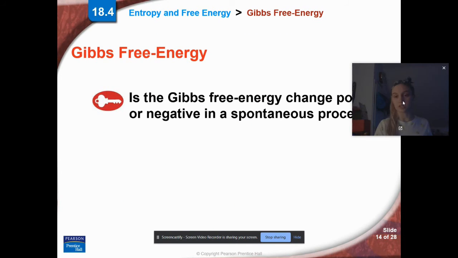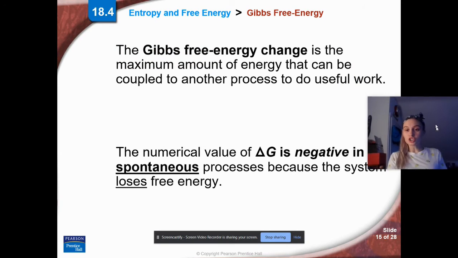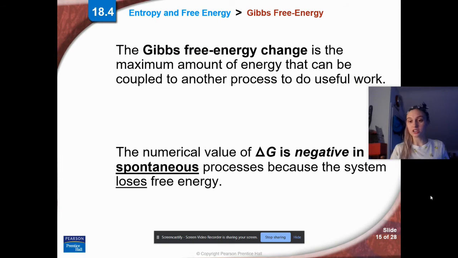So now we're going to talk about this thing called Gibbs free energy. Gibbs free energy relates to the energy that's released from a spontaneous reaction. And we're going to ask ourselves, is this Gibbs free energy positive or negative in a spontaneous process? Think about that: we're releasing energy in a spontaneous process. So just like if we're losing heat in a reaction and our delta H is going to be negative, if we're losing energy from a spontaneous reaction, the delta G is going to be negative.